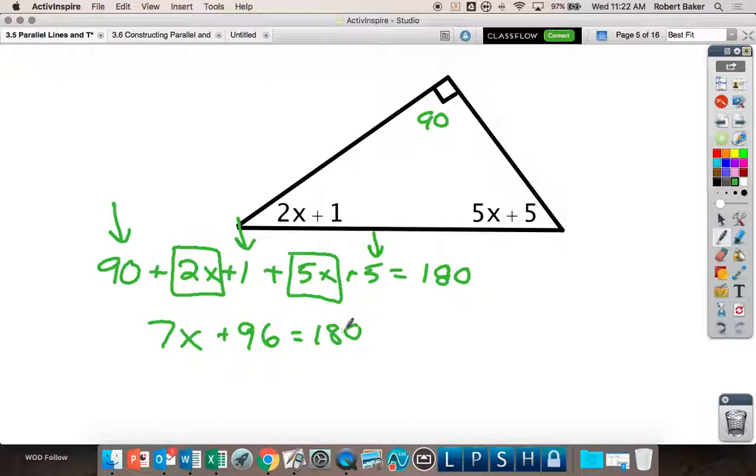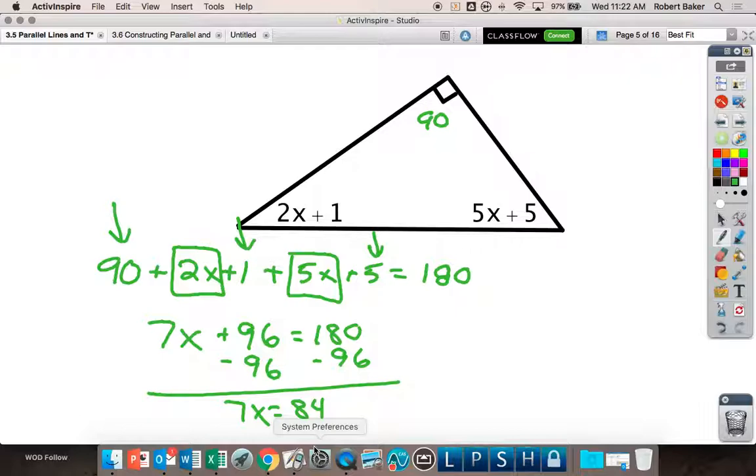Subtract 96 from both sides. Seven x equals 84. Divide both sides by 7. X equals 12. But don't stop there, because some of you guys think that 143 plus 47 equals 180. Always go back and check your work. Plug it in.